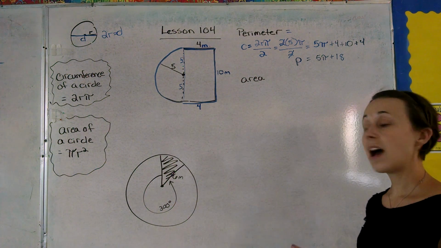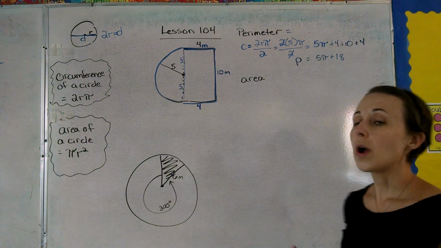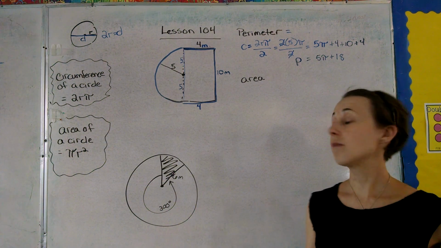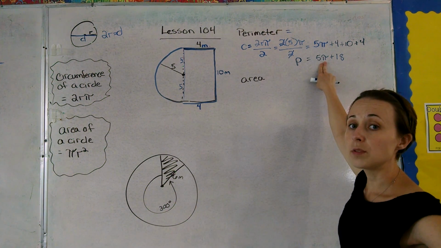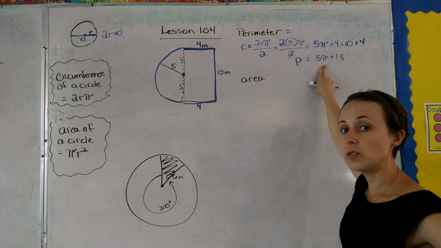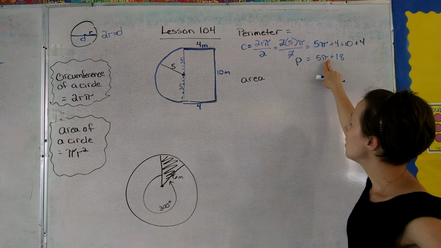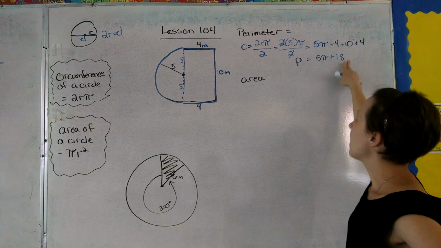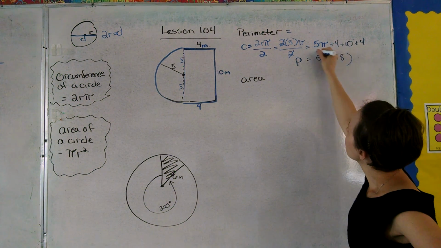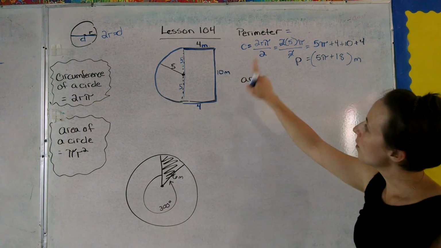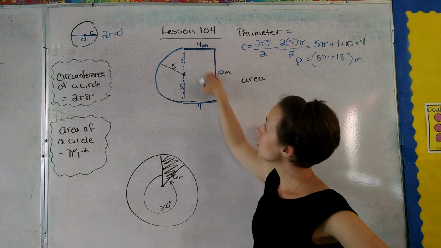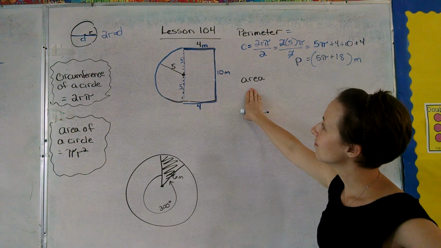I could leave it as 5 pi plus 18, or I could look back at my directions. If they told me to use pi as 3.14, I could multiply times 3.14 and then add. If they told me to use pi as 22 sevenths, I could take 5 times 22 sevenths and then add on the 18. Either way, this number of meters would be my perimeter. That's not so bad, right? And now that we have our measures, we can find our area.